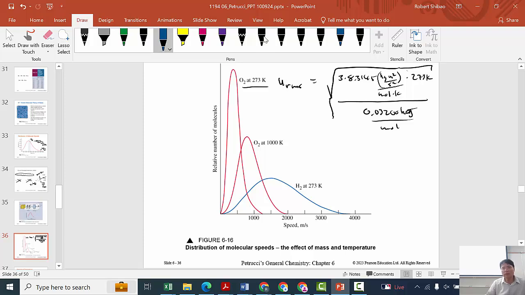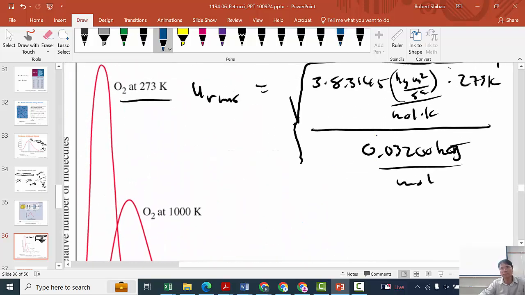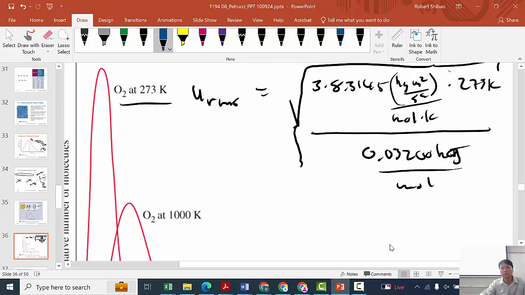And then I'll take a look at the units here and make sure the units cancel out. So the kilograms cancel the kilograms here. The Kelvin cancels this Kelvin here. The moles cancel here. And that leaves me with the units of meters squared per second squared. And then I take the square root of that, and that's going to give me meters per second.